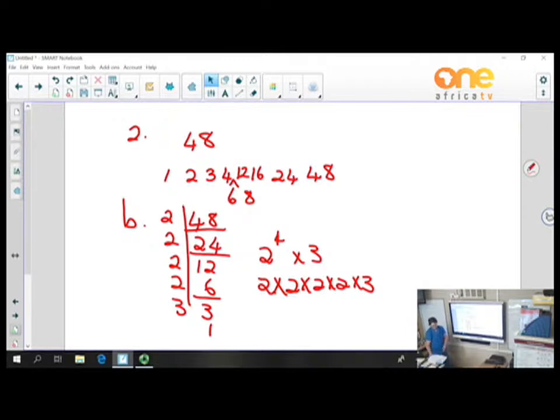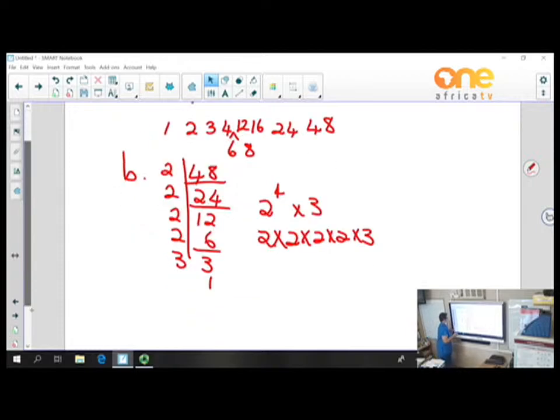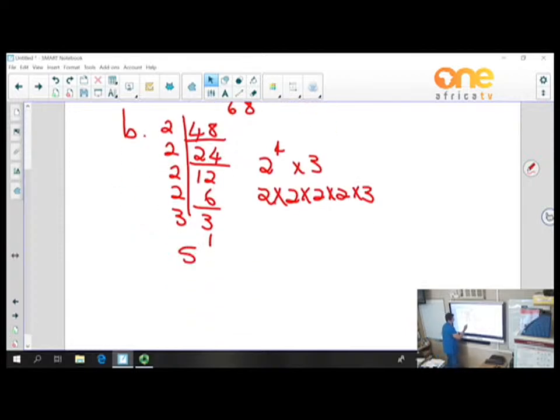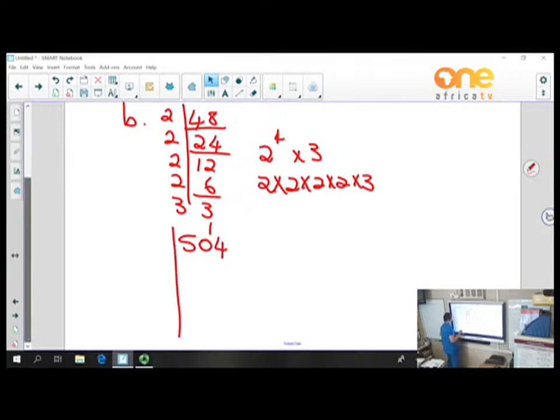And the next one that I have to do this with is 504, the number 504. So again, we are going to divide with prime numbers. So I start with 2, the smallest one. It is then 252. Can divide by 2 again. 1, 2, 6. 6 will go in this one 63 times.